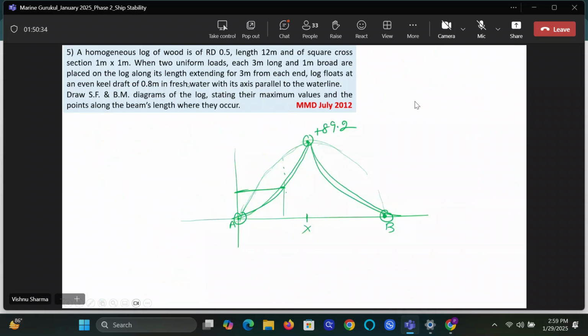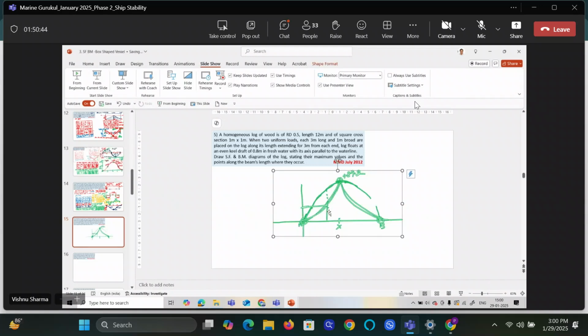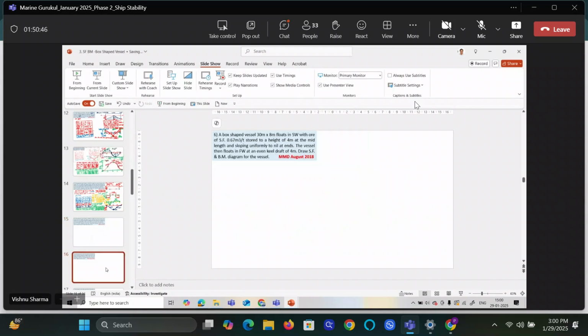5th we had done, and 6th I used to explain it to you. No, this we have done. This is the part of 5th only. So I can keep it. Let me just delete it from here then. Then 6th is, 6th you had skipped.